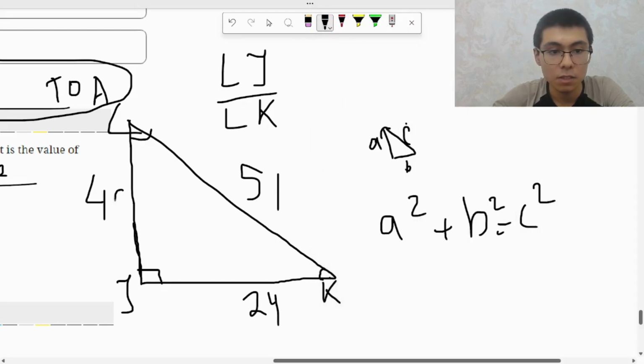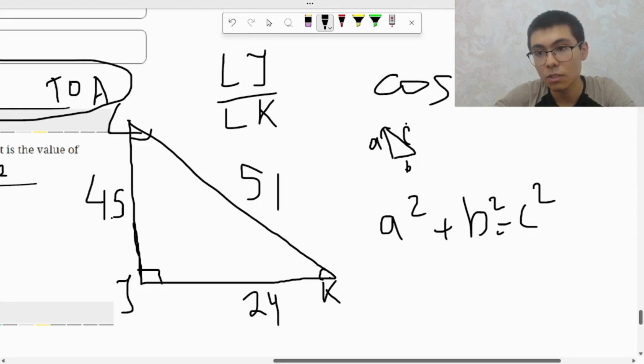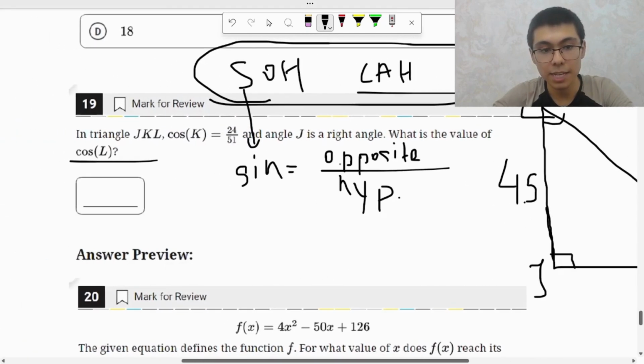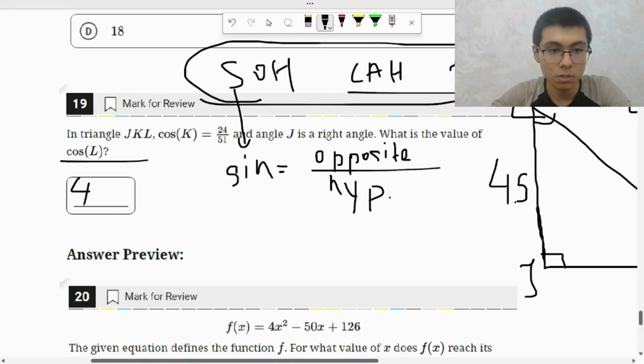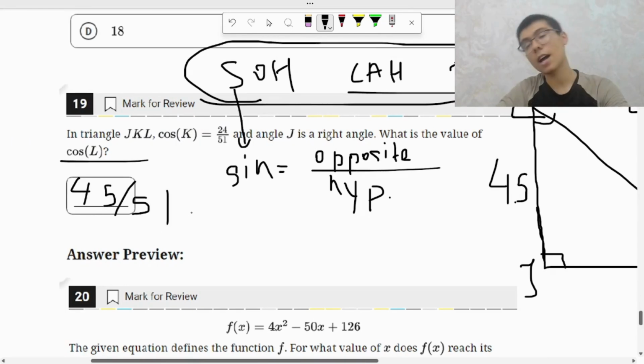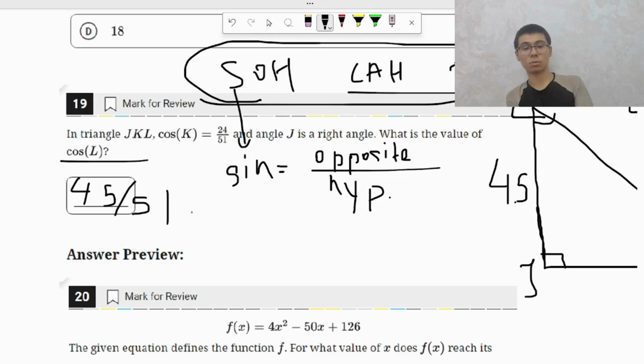So the cosine of L is going to equal 45 divided by 51. And I'm going to write that in here: 45 divided by 51. I always recommend you to write in this sort of fraction form, in this sort of student-produced responses.